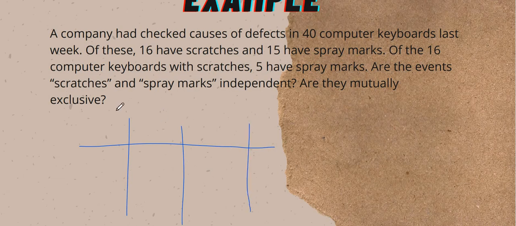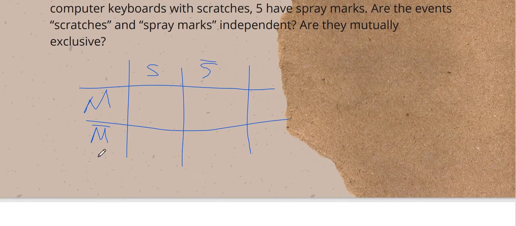We will have this one, scratch, and then S bar. S means scratch. And this side is M, which represents spray marks. So you make a table. Now, class, the total must be 40. The total here must be 40.